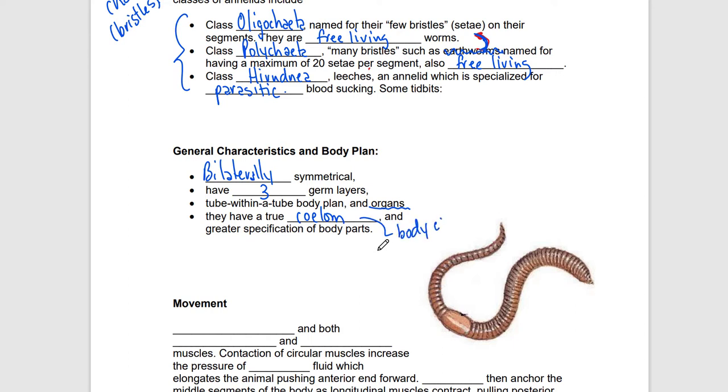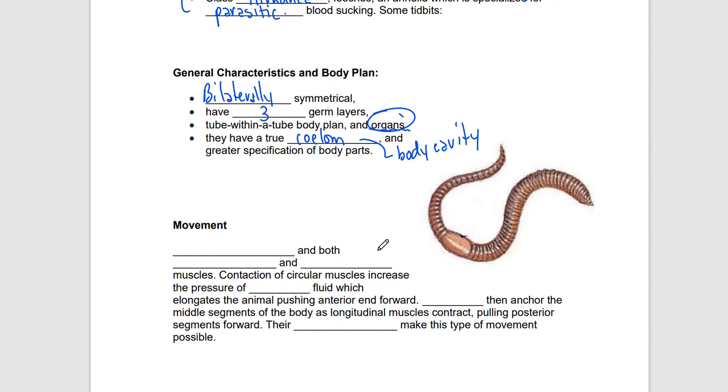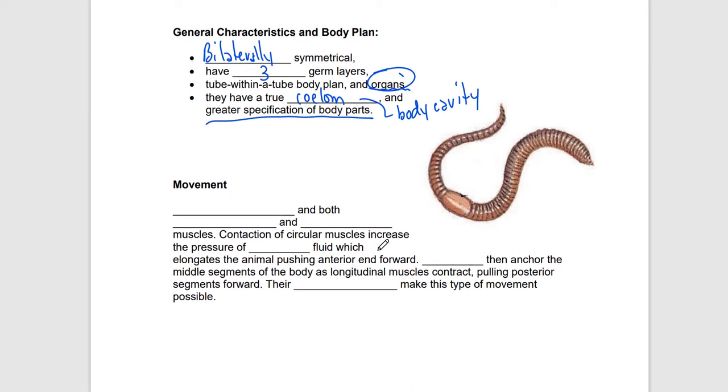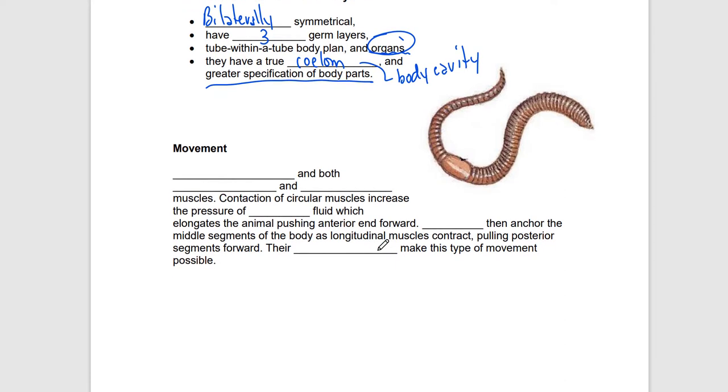It has a complete body cavity that's lined by mesoderm, which gives rise to internal organs and a much greater specification of body parts, right? These body parts have very specific purposes and functions. We're going to see the development of a circulatory system. Oh, wow, hearts and blood vessels. Not much for respiratory. These things don't have lungs. All right, so movement. Well, bilateral symmetry.